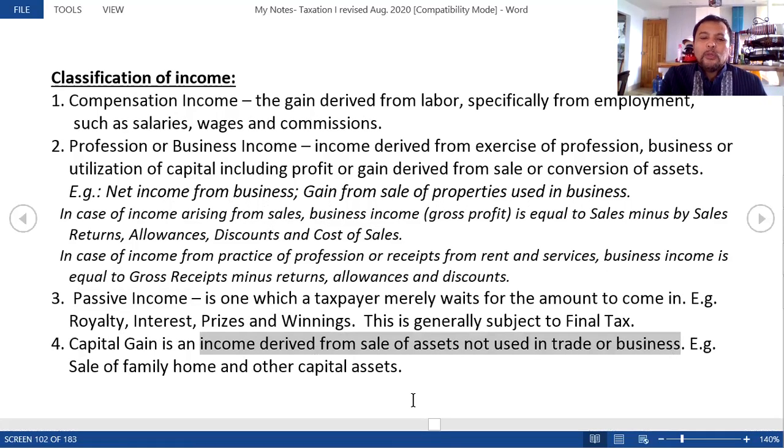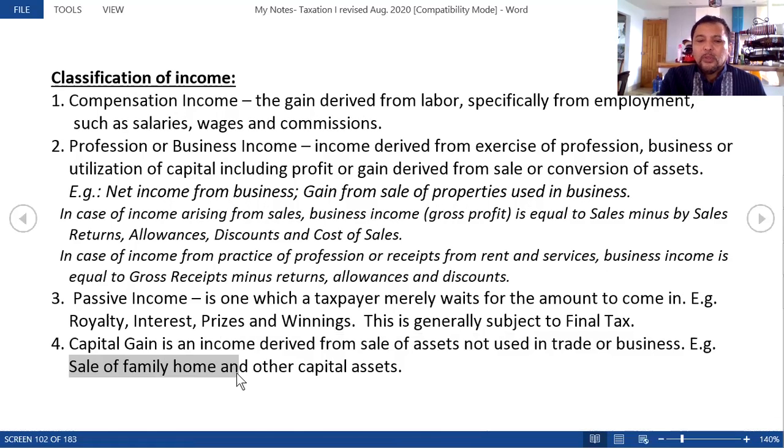So for example, you have a family home and you're selling it. The family home is not used for business. So there's capital gain, even though the sale price is very low. Automatically, it's presumed that you have a gain. Or other capital assets, like a car which is not used for business. If you sell that, then that is capital gain. It's subjected to capital gains tax.